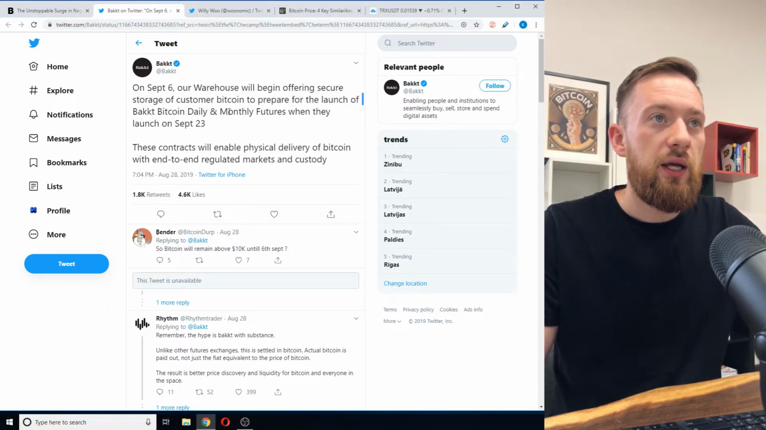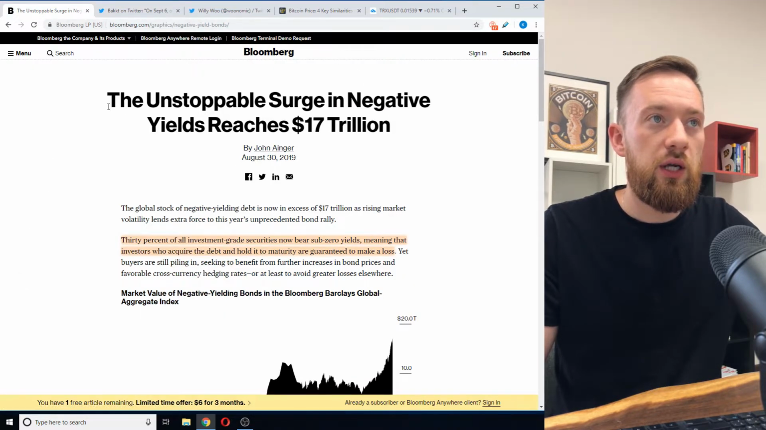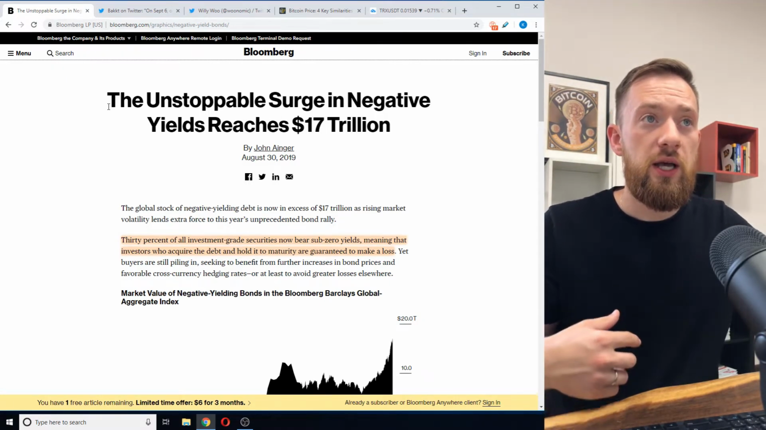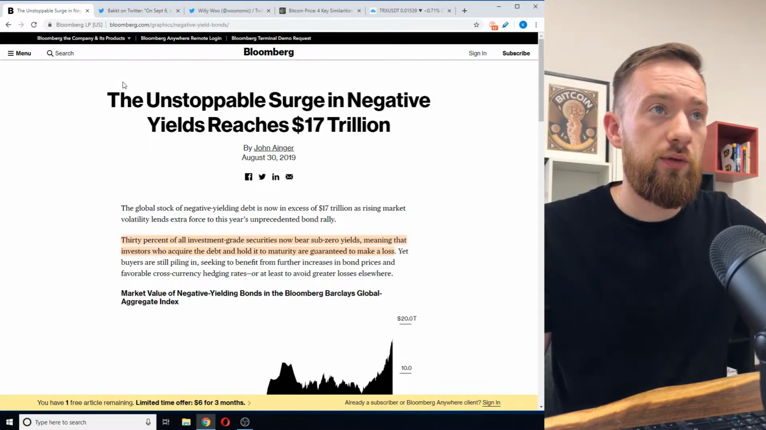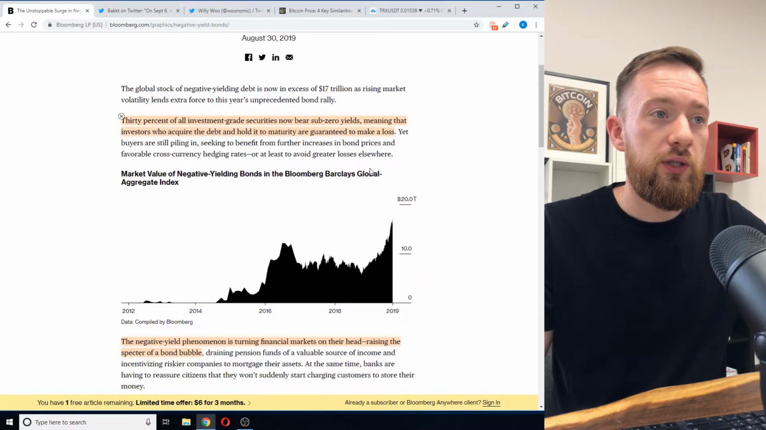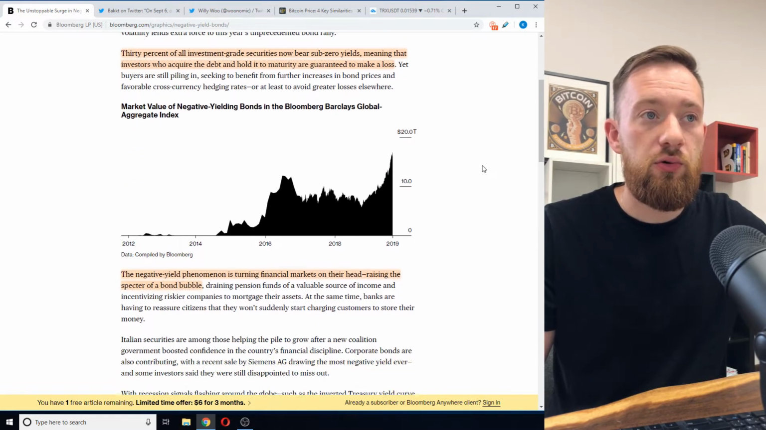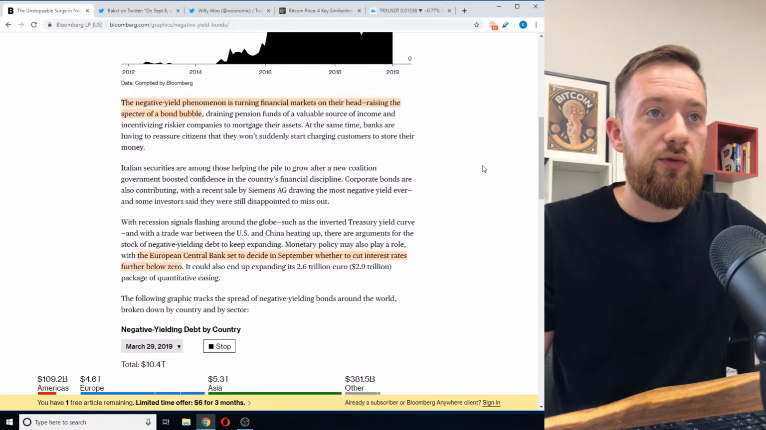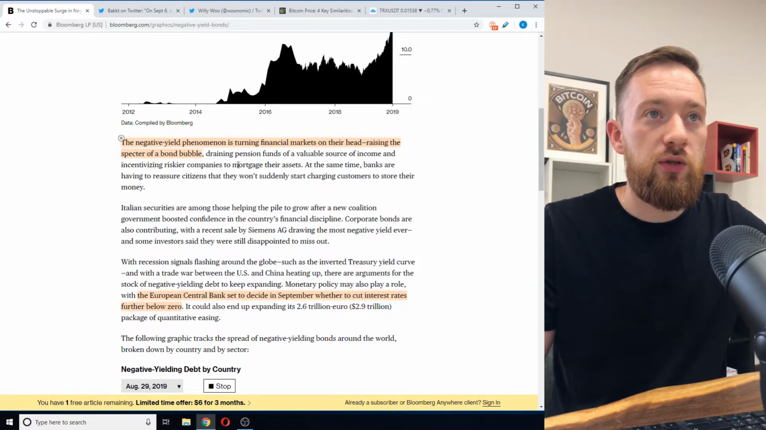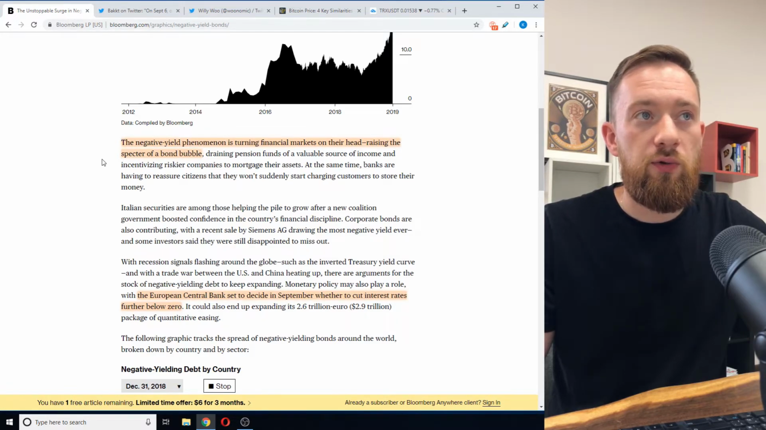That's one thing. And another thing which is very interesting, and it's more to do with the long-term investment into cryptocurrency and especially Bitcoin, is this article from Bloomberg: the unstoppable surge in negative yield reaches 17 trillion. So the whole point is that 30% of all investment-grade securities now bear sub-zero yields. But the most important factor for us is that the European Central Bank is set to decide in September whether to cut interest rates further below zero, which means that we are going towards a recession. And the article also mentioned that this is raising the specter of a bond bubble.